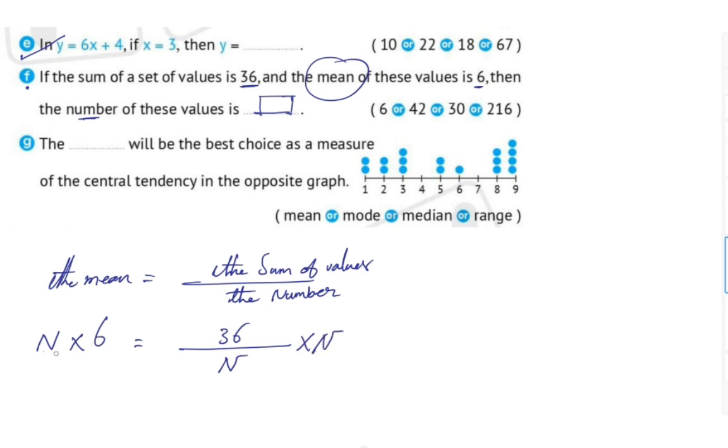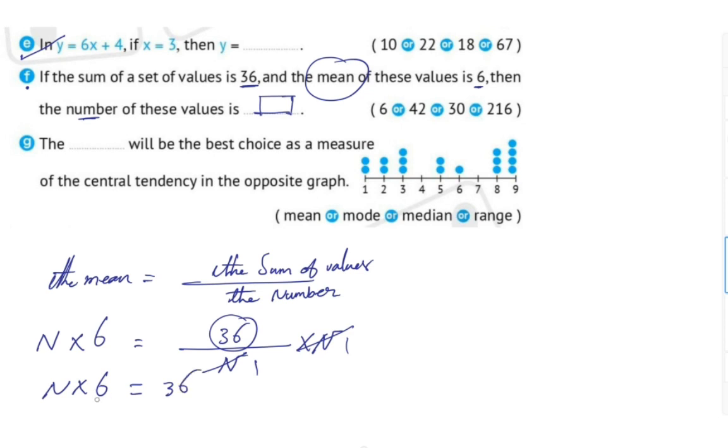We have n times 6. Okay, n times 6, no problem. n times 6 equals what? n over n equals what? Equals 1. So we have 36. So n times 6 equals 36.